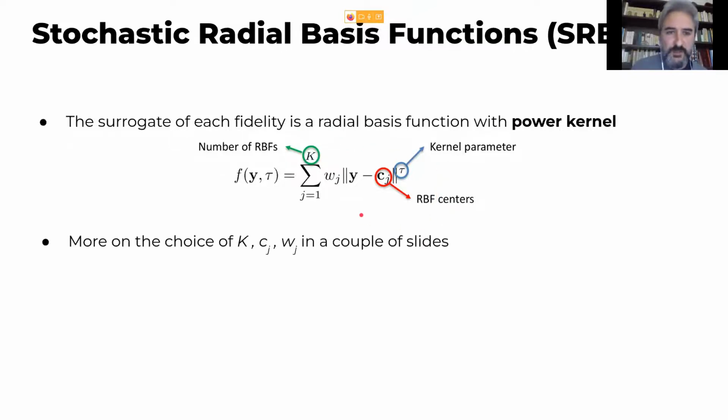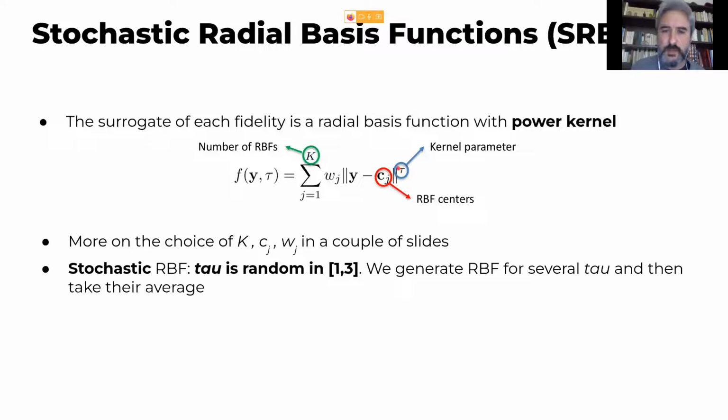I will have to give you details on how we choose the number of radial basis functions, how we choose the centers, and how we choose the coefficients of the radial basis function. But I want to focus on the kernel parameter first. This kernel parameter is a number between 1 and 3. 1 would be linear kernels, and 3 would be the classical cubic splines kernel. So that's why 1 and 3 are suitable bounds for this tau.